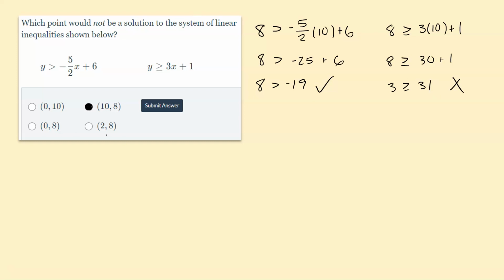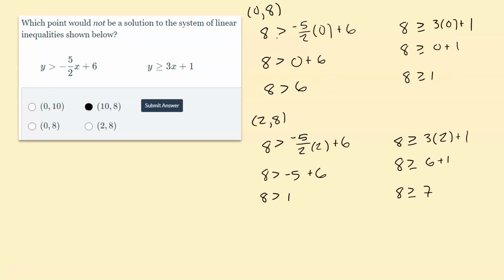But we can go ahead and check the other two examples while we're here just to make sure. So for (0, 8), we get 8 is greater than negative 5 halves times 0 plus 6. Negative 5 halves times 0 is 0, plus 6 is 6. 8 is greater than 6. That works.